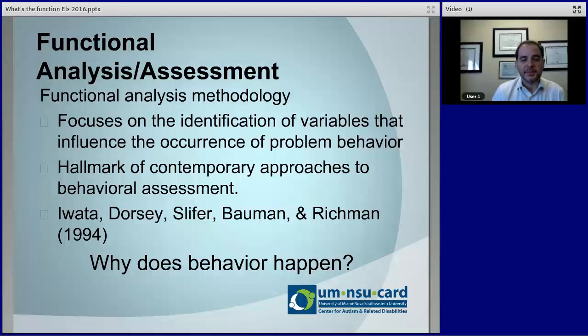This is a scientific approach. This is not us just guessing. This is not us just using very powerful reinforcers or punishers to stamp out or overcome the behavior. This is a really nice assessment that leads us to an answer as to why behavior is occurring and then leads us to a path towards treatment.